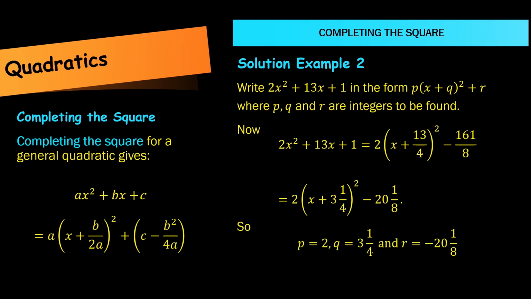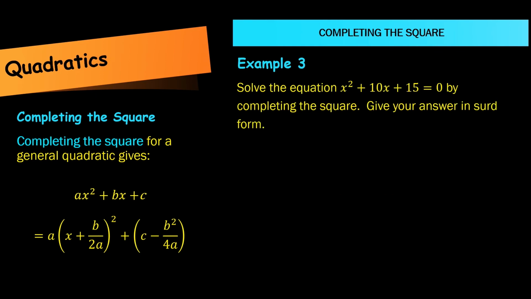So what are our values of P, Q and R as was asked in our original example? P is 2, as shown. Q equals 3 1/4. And R is equal to minus 20 1/8. Now pause the video and have a go at the example on your screen. Press play when you're ready to view the solution. So let's solve example 3.